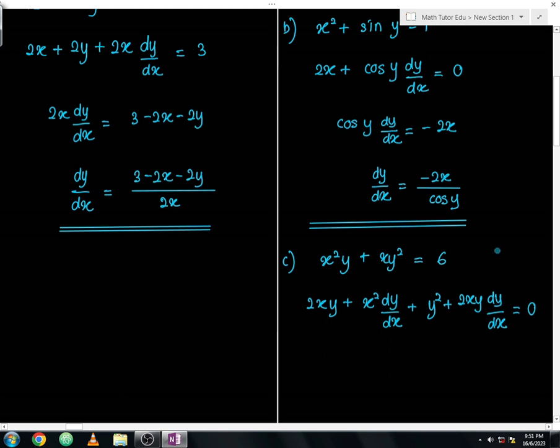Okay, so now what you're going to do is group the dy over dx variable in the left hand side and the other variables in the right hand side. So we're going to move them. So from here, x square dy over dx plus 2xy times dy over dx will be equals to negative 2xy minus y square. Why minus? Because we are moving this to the right hand side, so from positive it will become negative.